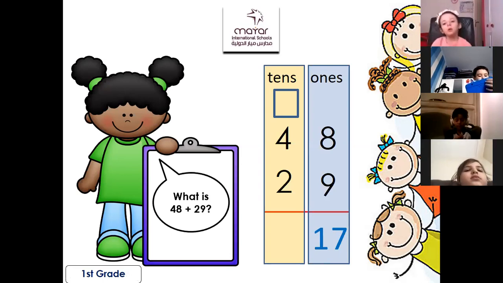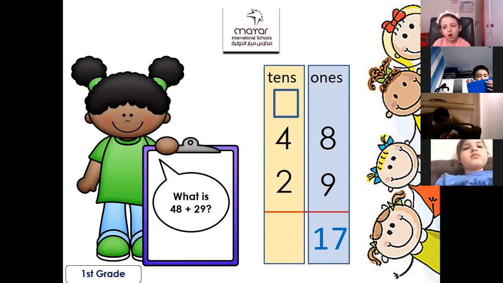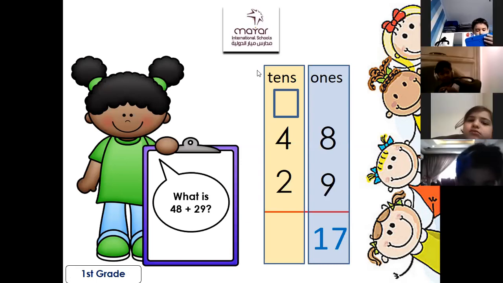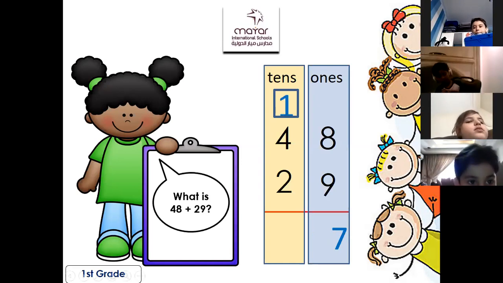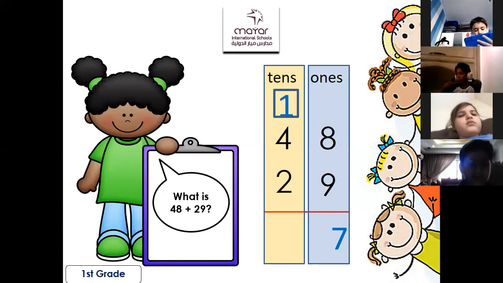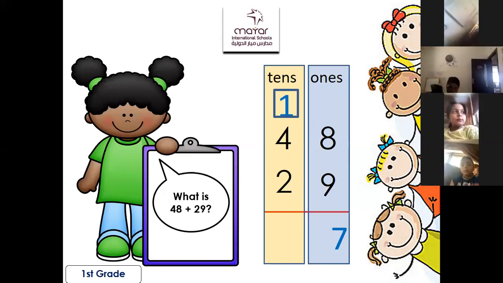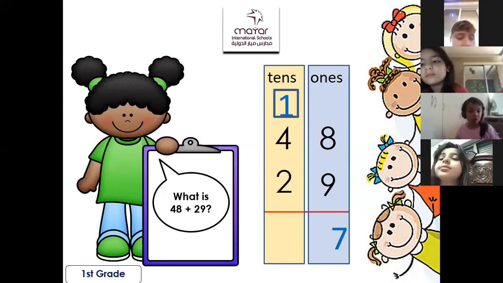We move the tens and put it on top of the other tens. So 17, what is the tens? It's the 1. So the 1 is going to go up on top of the other tens. So now we have 1 plus 4 plus 2. Who can tell me what is 1 plus 4 plus 2? Show me with your fingers. Who can show me? What is 1 plus 4 plus 2?